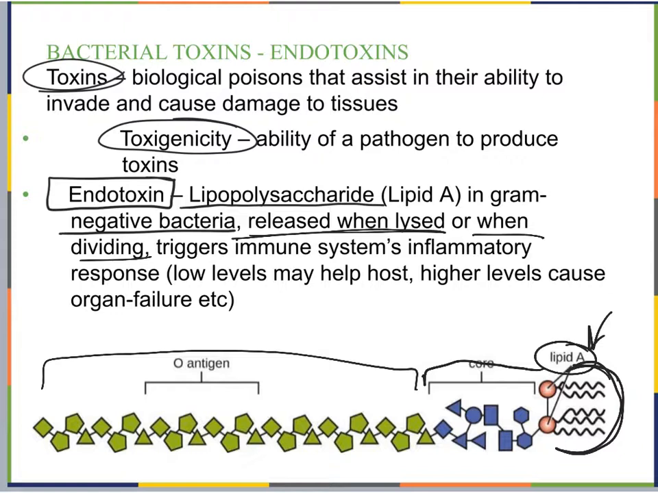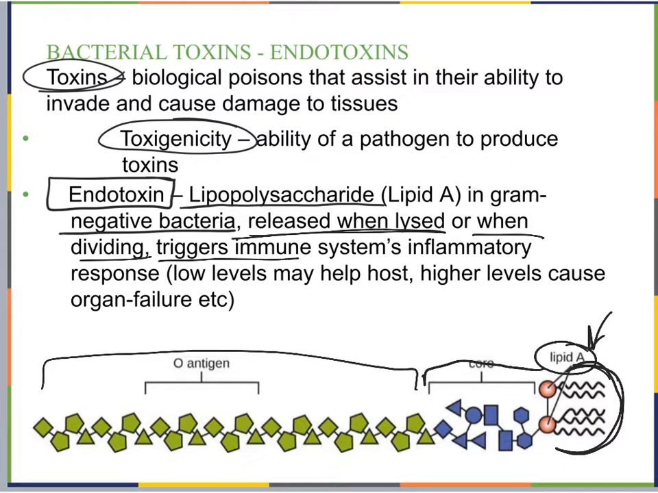As it's dividing, it's going to be releasing this endotoxin, which is why it's a toxin, because if that bacteria is in our body and it's multiplying, then it's releasing this toxin. But even if our body goes in and is able to identify the infection and the bacteria and start to break it down, it can also release it because it is lysed.